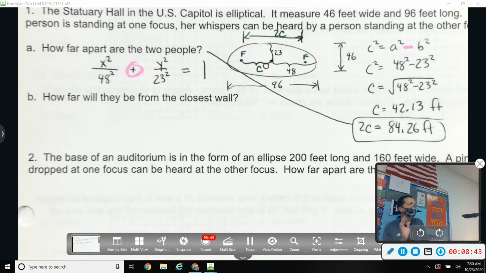But again, there's no magic. There's no like, oh, the answer is 2C, I always find C and double it. No, you got to read the question carefully and answer whatever it's asking you.